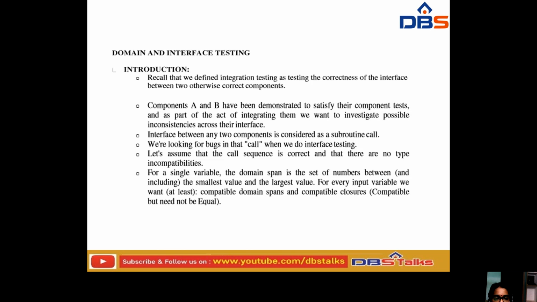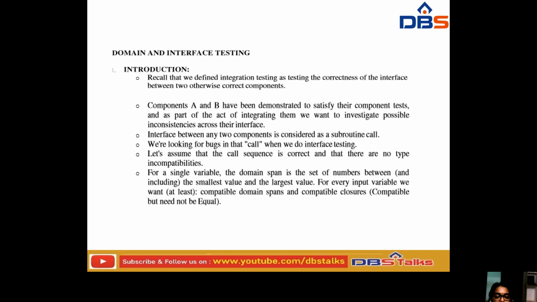If you are looking for bugs in that, suppose a bug is raised in that component, then we find it by using the call when we do the interface testing. So we assume that the call sequence is correct and that there are no types of incompatibilities. Each and every call sequence should be checked. For a single variable, the domain span is the set of numbers between and including the smallest value and the largest value. For every input variable, we want compatible domain spans and compatible closures.